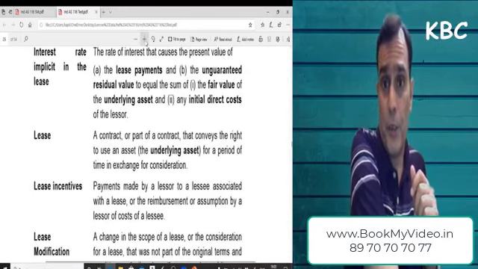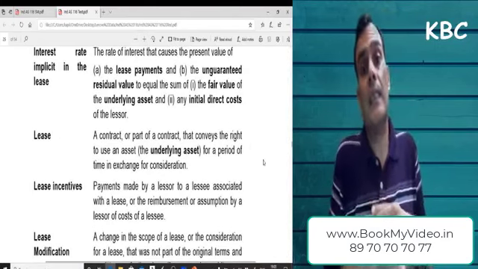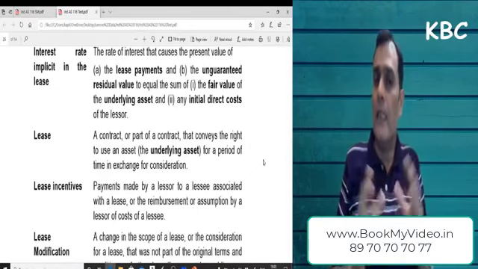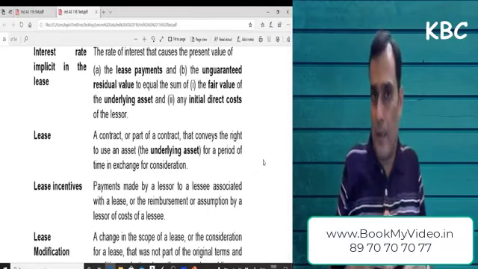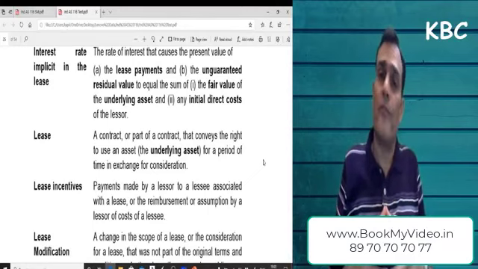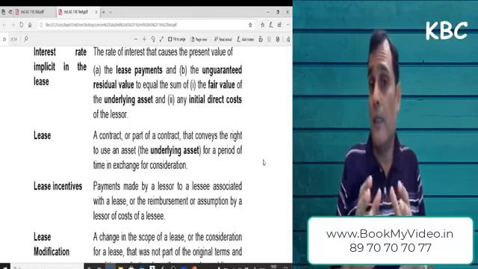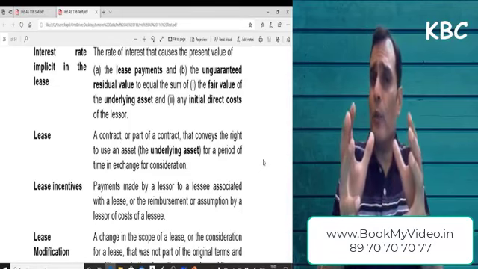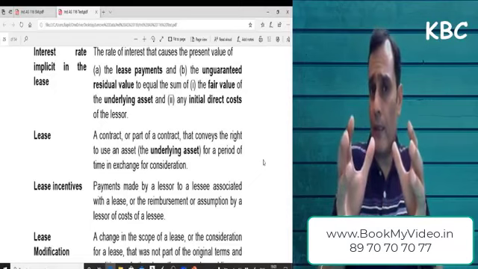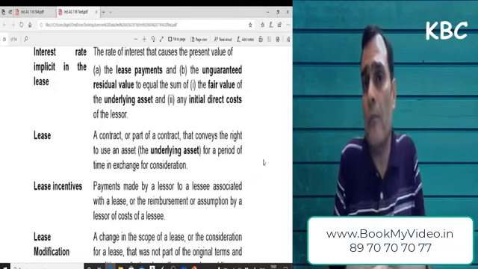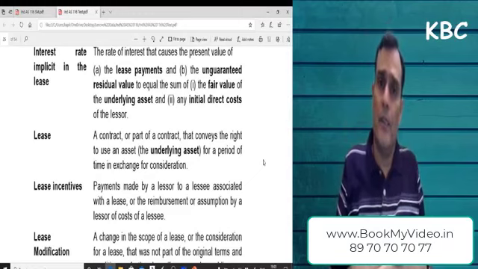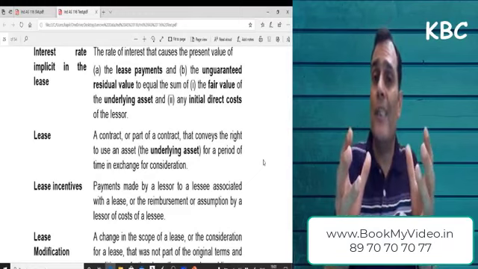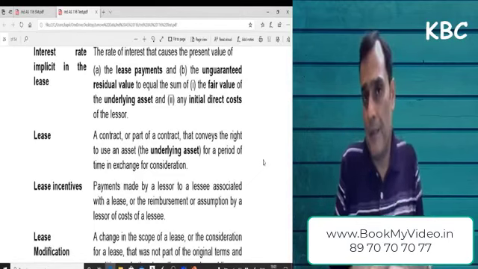Here is the definition of the word lease in Appendix A, and let me read the definition carefully. It says a contract or a part of a contract. Now, let me tell you something. It is not necessary that the entire contract is a lease when you enter into a contract. It is also possible that the contract has a lease and a non-lease component.